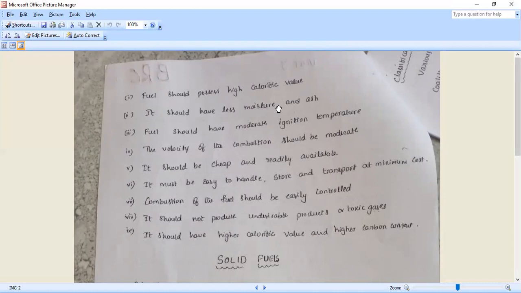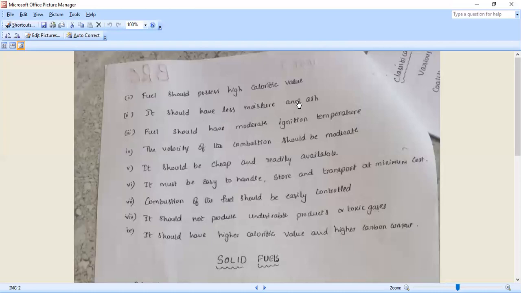An ideal fuel should possess low ash content. The moisture content of a fuel reduces the heating value of the fuel. Hence, a good fuel should possess low moisture content. That means the fuel should have less moisture and less ash content.